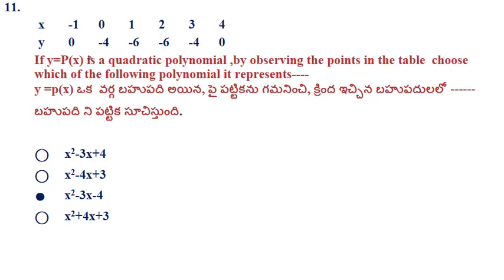Here is another interesting problem. This is the table of ordered pairs of a quadratic polynomial which indicates a parabola. Here we have to find the quadratic polynomial. We can observe where the y values are zeros. So here the y value is 0 and here it is also 0. So we can say that minus 1 and 4 are the zeros of the given polynomial. So alpha equals minus 1 and beta equals 4. Now we can find the quadratic polynomial.